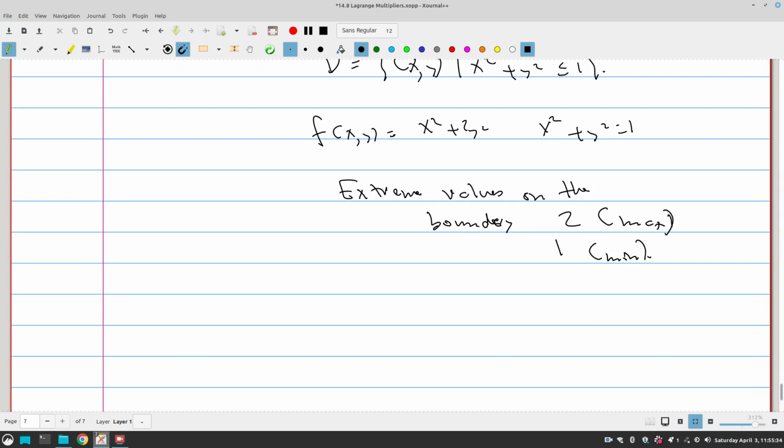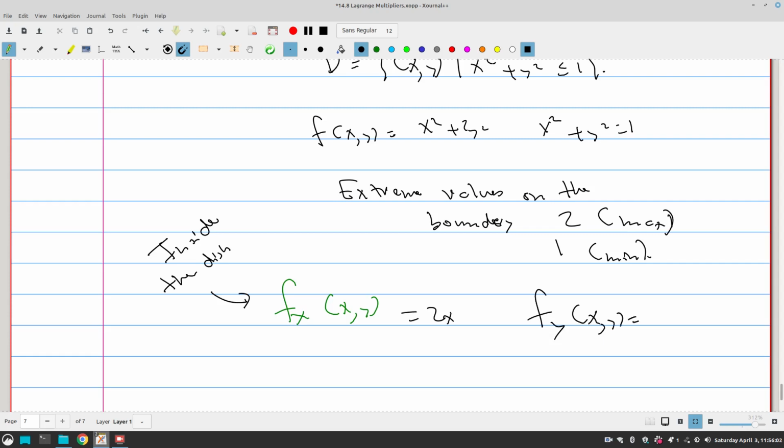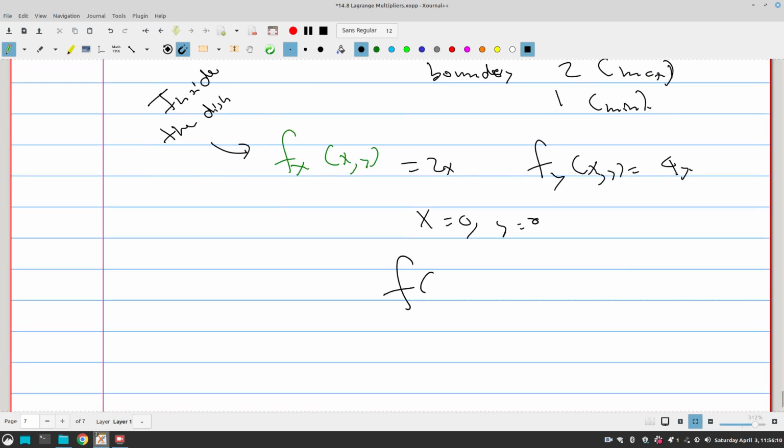What about the extreme values inside the disk, right? Well, inside the disk, what we can do is find, using our previous methods, the partial derivatives. Well, fx is twice x, and fy of x, y is equal to 4y. So inside the disk you have x equals 0, y equals 0 as a critical point, and you have f of 0, 0 equals 0.